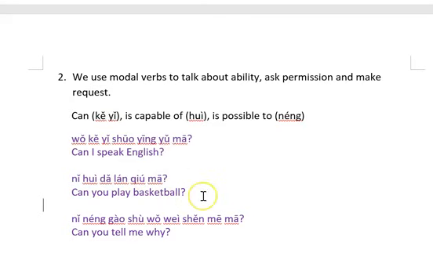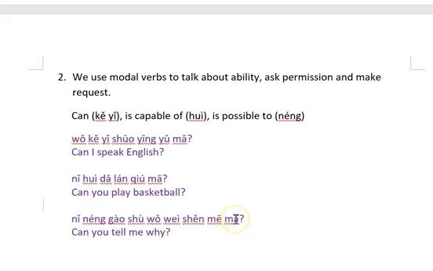Last but not least, there is another word, 能, in Chinese modal verbs. 能 can represent can, 可以, or sometimes it can be used as 会. So it's a modal verb that has two usages. Let's have a look at an example, and you can tell me which word it translates into. 你能告诉我为什么吗? 你能, you can. 告诉我 tell me, 为什么 why, 吗?